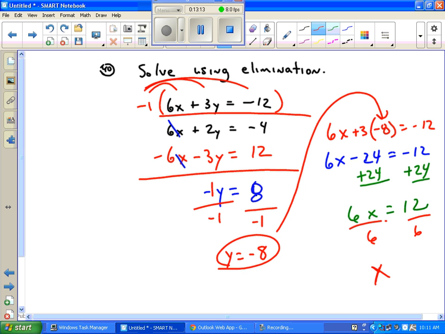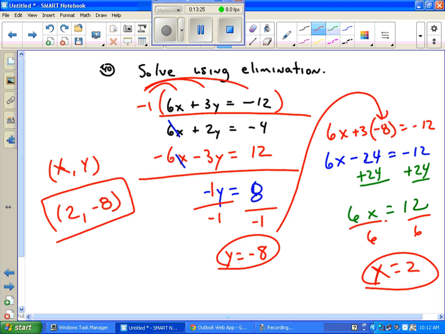X is 2. So you have an x and a y value. Remember, x comma y is how you want to write it. So 2 comma -8 is your solution. That means when you graph both of those equations, the place that they intersect, the only point that is a solution, is going to be at 2, -8.